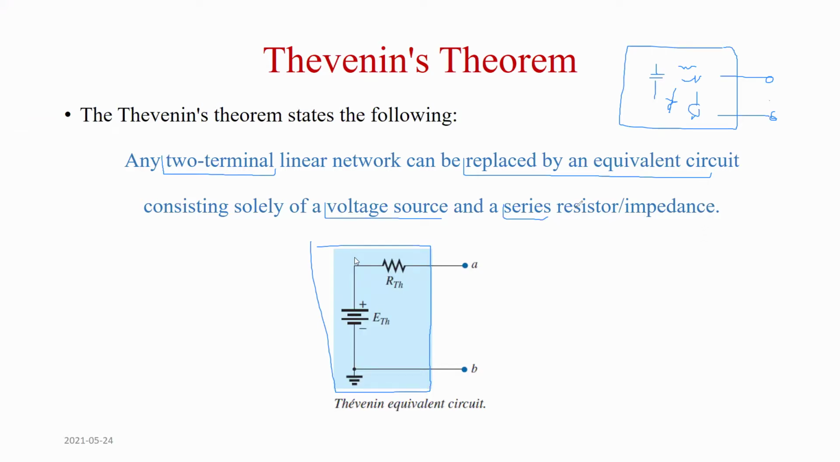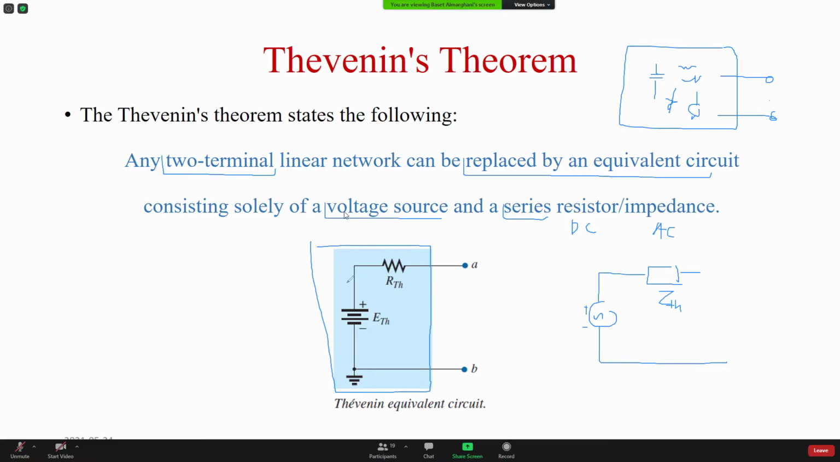Now, resistor, if it's DC, and if it's AC, we call it impedance. So if it's AC, we use impedance here, call it Z Thevenin, and we use an AC source, like that. So this is the Thevenin equivalent circuit in AC. This is the Thevenin equivalent circuit for DC.